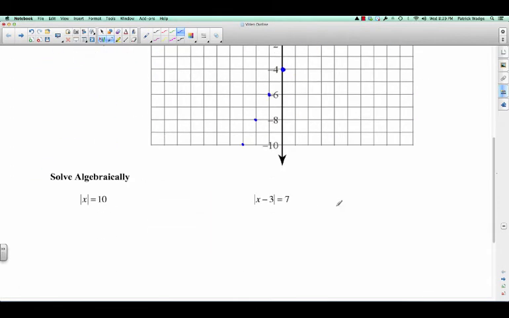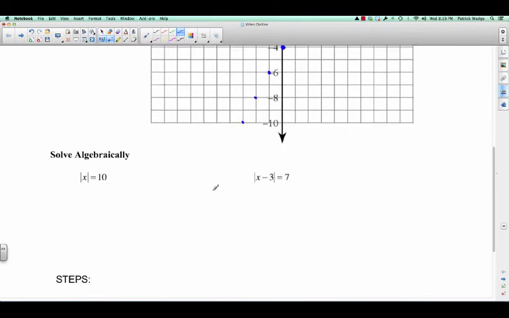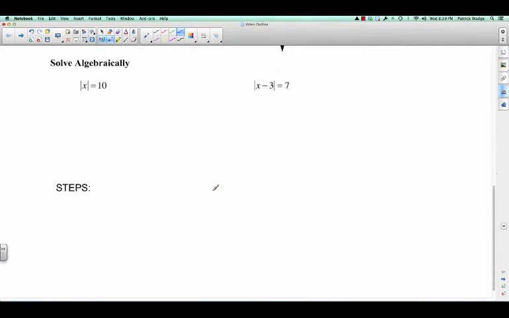Because when we go down here, you're also going to see that we often get 2 answers. Not always, but often. So we're going to solve these algebraically. For the first one, I just want you to think about what the answer is, or could be. You should be able to do this. If the absolute value of some number equals 10, what is the number inside the absolute value sign?